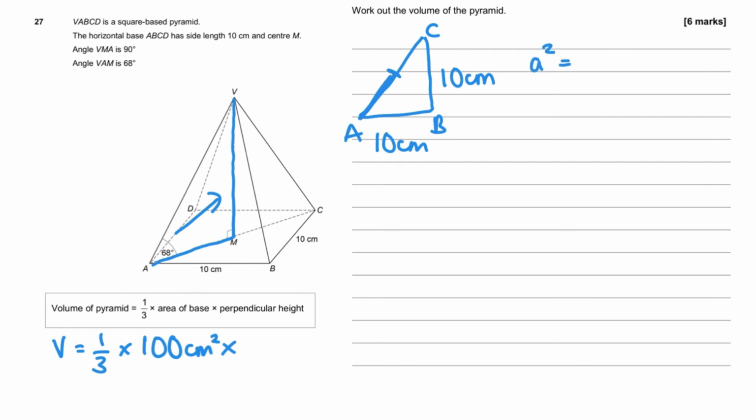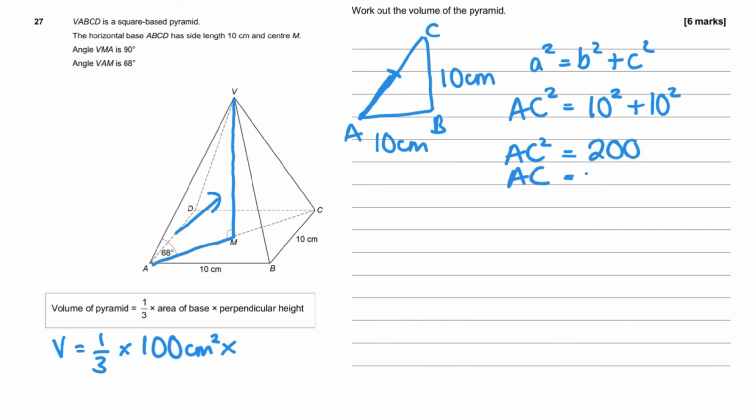So we've got a squared is equal to b squared plus c squared. So our AC line is squared on this side, and then we've got 10 squared plus 10 squared as our other numbers. So AC squared is going to be equal to 200. So AC is going to be equal to the square root of 200, which if we do that on our calculator gives us 14.14 centimetres. So AM is only half of that line, so we can say that AM is equal to 7.1 centimetres. So we can write that on the diagram.